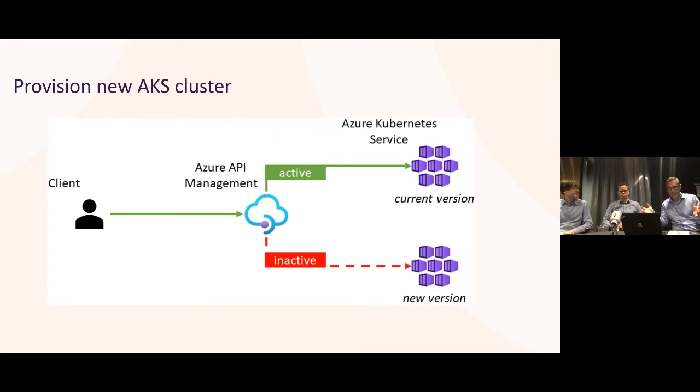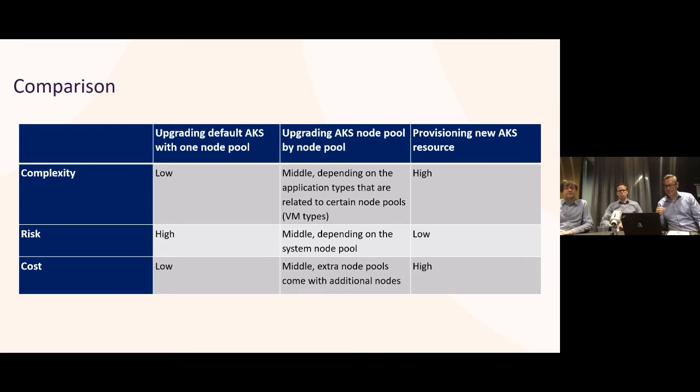That's it, in theory. So looking at this side by side, on the left side, we have the one node pool upgrade from the portal. It doesn't involve any complexity because you just click a button and you're done. The cost is low, at least not higher, because you don't add anything. But the risk is super high, as Pierre has mentioned.